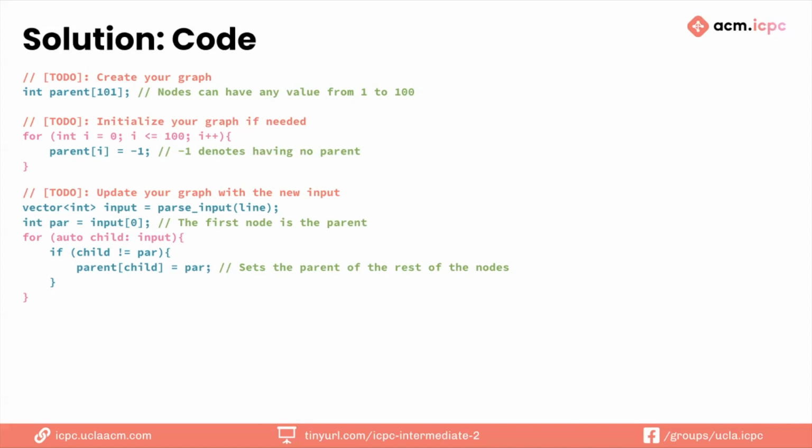So for example, we would just iterate through all the integers in input, call that variable child, and then do whatever we want to do with it. In this case, we're going to set the parent of each node other than parent to parent. Any questions about that? That syntax is not as common as the other one.